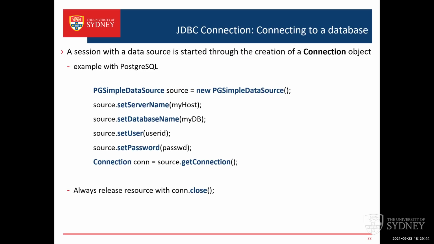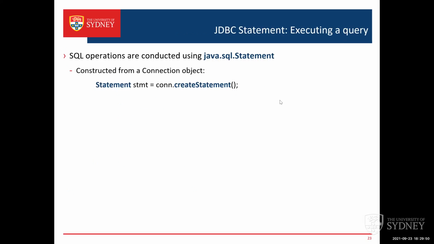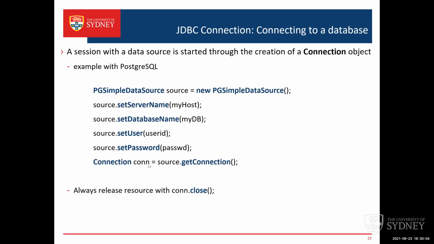Okay, so once we have the connection, let's assume everything is fine. The connection is perfectly fine. Now we want to execute a query. How should we execute? We'll use this class called Statement. You need to create a Statement object. So Statement is the class, and we'll create an object of Statement using this connection object, conn.